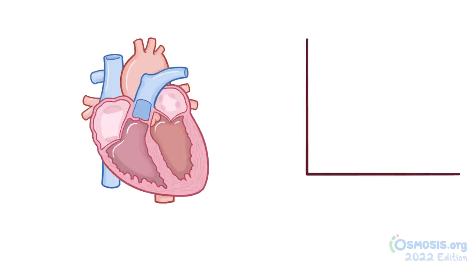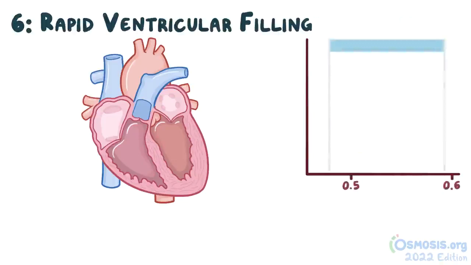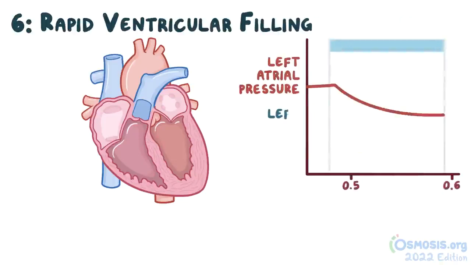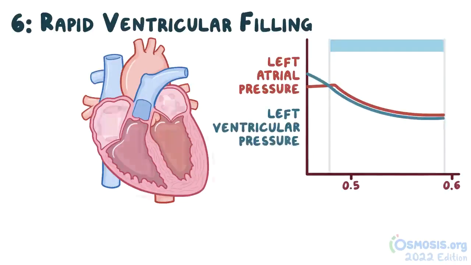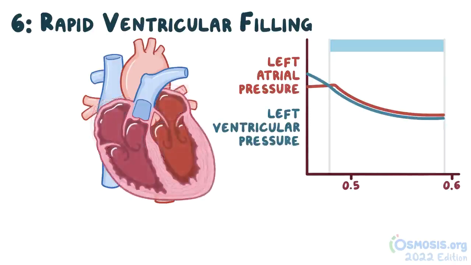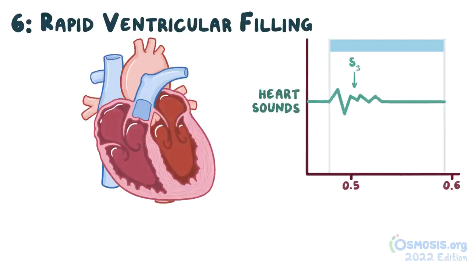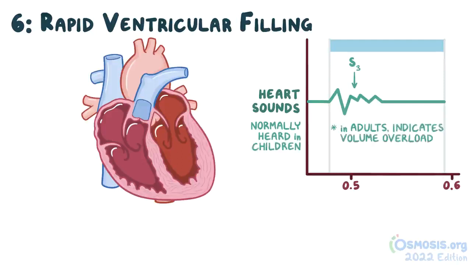Once this happens, the sixth phase, or rapid ventricular filling, begins. When the atrial pressure exceeds the ventricular pressure, the two atrioventricular valves open, and the two ventricles start to fill rapidly with blood from the atria. The opening of atrioventricular valves leads to a rapid fall in atrial pressure, which is noted as the Y descent. Once opened, rapid filling of the ventricle produces the third heart sound, which can normally be heard in children. While in adults, the presence of the third heart sound probably indicates that there's volume overload or ventricular dilation.